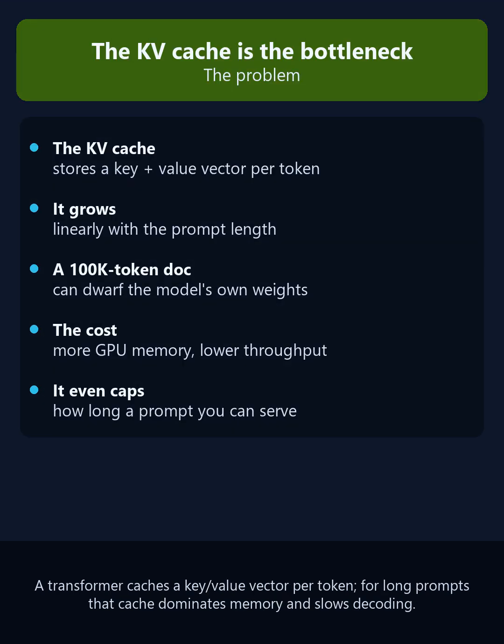First, the pain. A transformer caches a key and value vector for every token in the prompt, so it doesn't recompute them each step. That's fast, but the cache grows linearly with context length. Feed it a 100,000 token document and the KV cache can dwarf the model's weights in memory, throttle throughput, and cap how long a prompt you can serve. Long context is powerful, but the cache is the bottleneck.